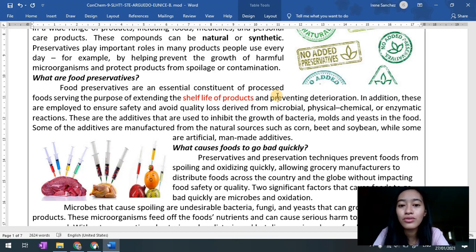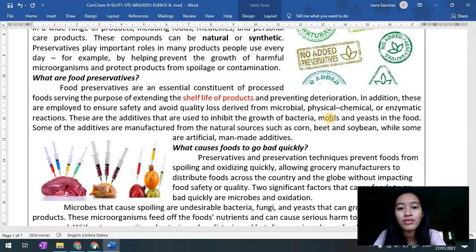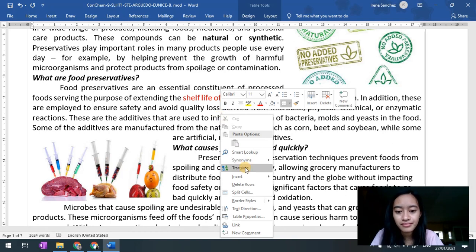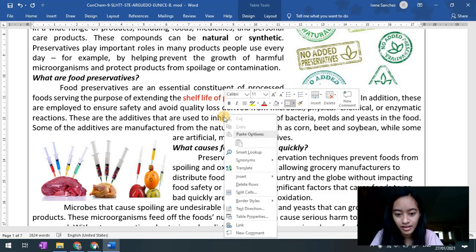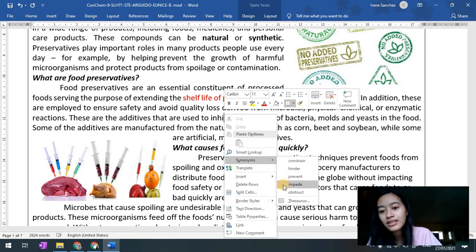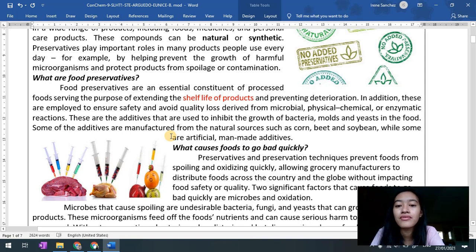There are additives that are used to inhibit the growth of bacteria, molds, and yeasts in the food. Inhibit means you can slow down the growth of those bacteria. Let's see the synonyms: constrain, hinder, prevent, impede, or obstruct. So, prevent the growth of bacteria. Some of the additives are manufactured from natural sources such as corn, beet, and soybean, while some are from the lab, artificial, man-made additives.